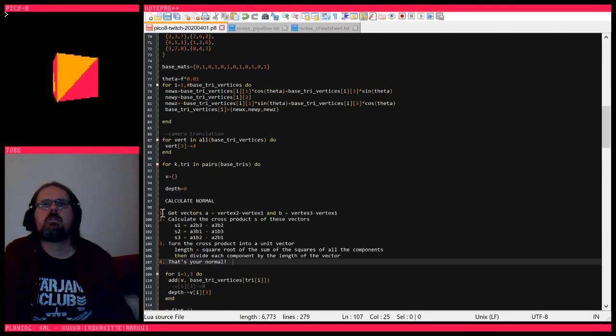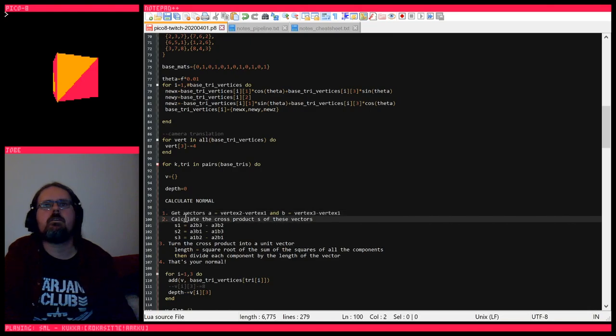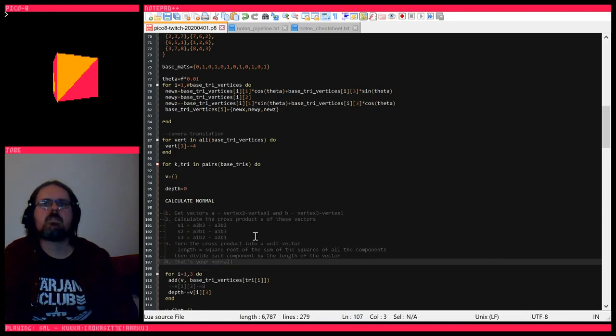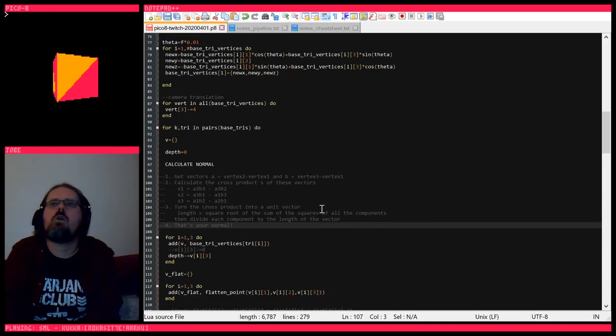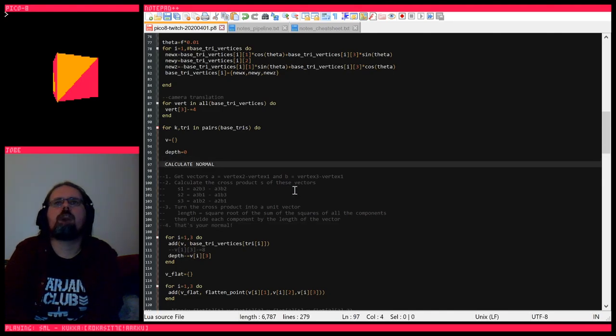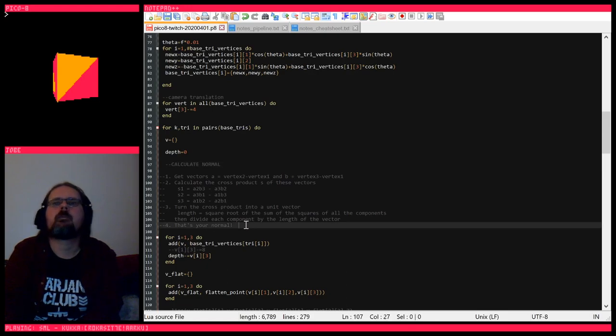So, and let's see now. So, let's take our notes here. And let's make sure that they are comments. So first we need to get vectors of 2 of the sides. So side 2 minus 1 and side 3 minus 1.